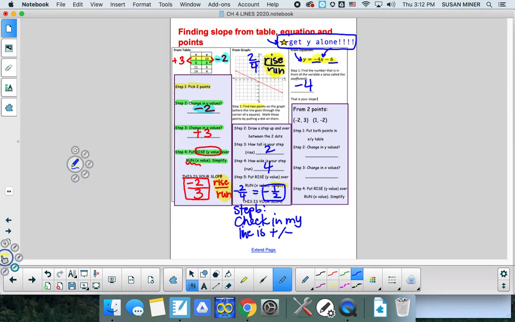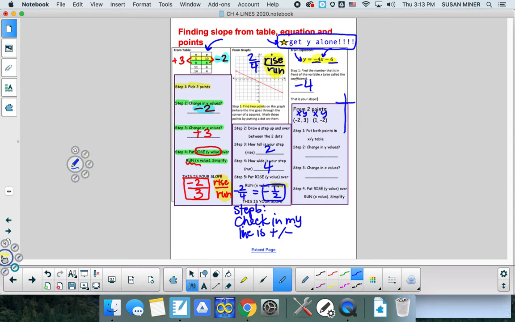And then lastly, let's find the slope from 2 points. Well, guess what? 2 points are just a value for x and a value for y. If I have an ordered pair, it is the same idea as solving a table. It's just I gave you the 2 points instead of you getting to choose them off the table. So the idea here is exactly the same.